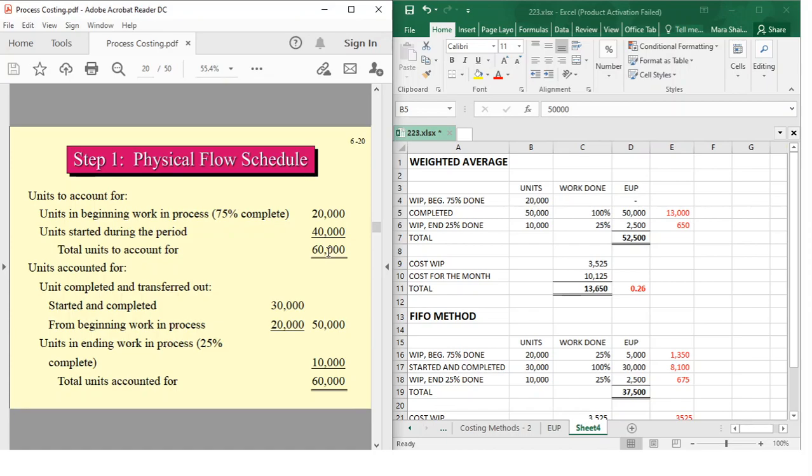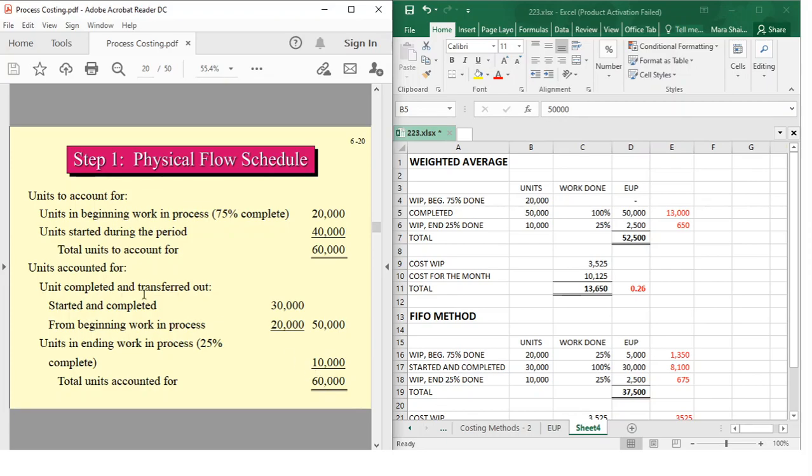Now, what are the units accounted for? So, how do you divide the 60,000? It is divided into the units completed and transferred out. Meaning, those started and completed, which is 30, plus what you see in the beginning work in process, which is 20. So, that means 50 are completed and transferred out. Now, your ending is 10, meaning what you accounted for is 60. So it should be equal. The units to account for should be equal to your units accounted for.